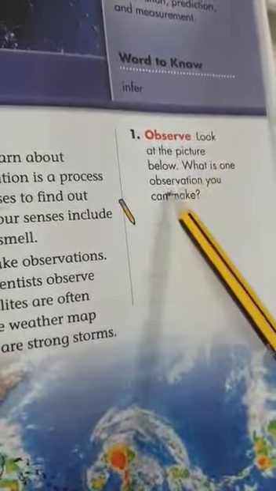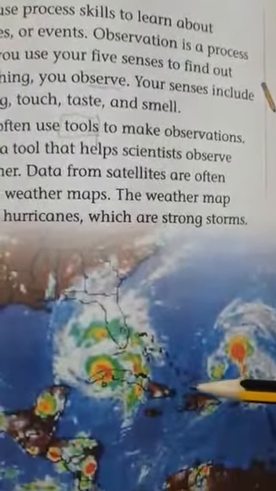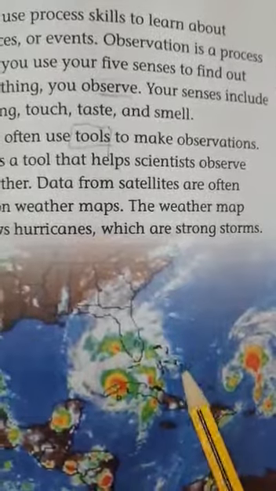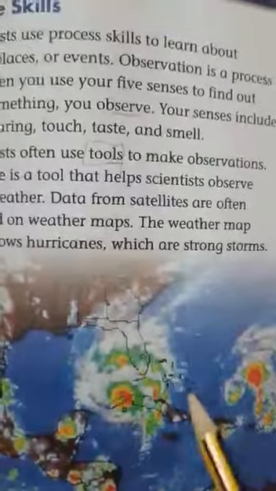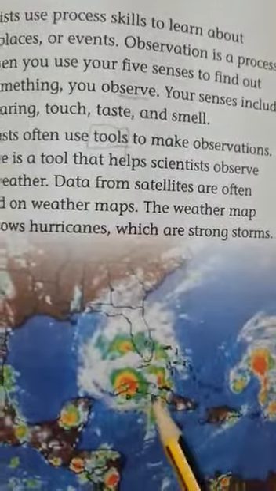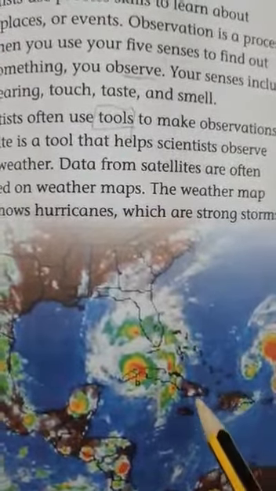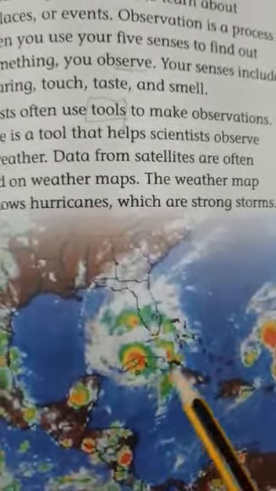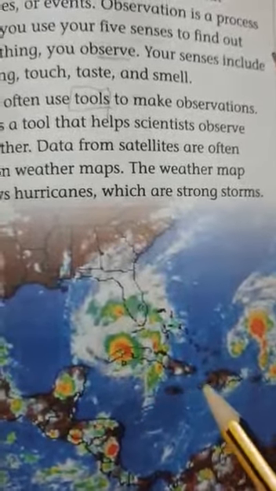Now question number 1. Look at the picture below. Again, this is the picture, the weather map from the satellite. What is one observation you can make as a scientist? Now you are a scientist. Imagine, what can you observe here from the weather map? What can you see? I think for me, a weather map can show us the weather on the Earth. I can see a hurricane, so it can show me that a hurricane is coming to this place.